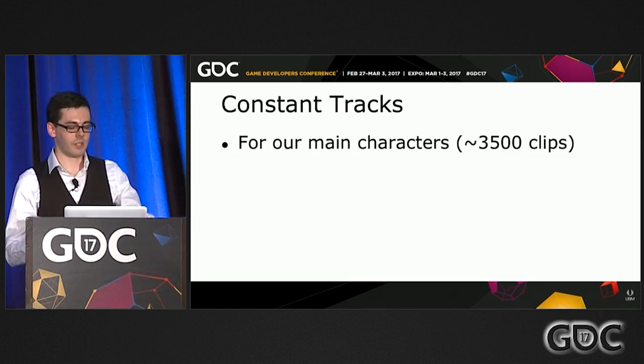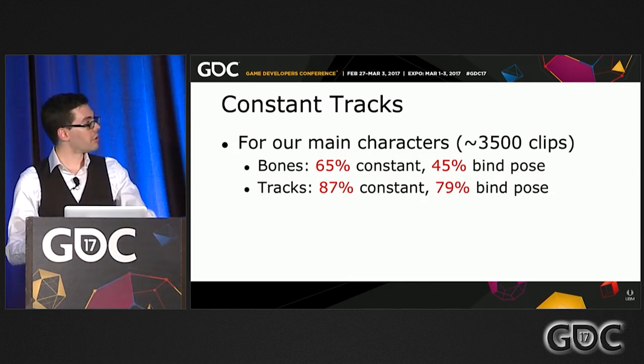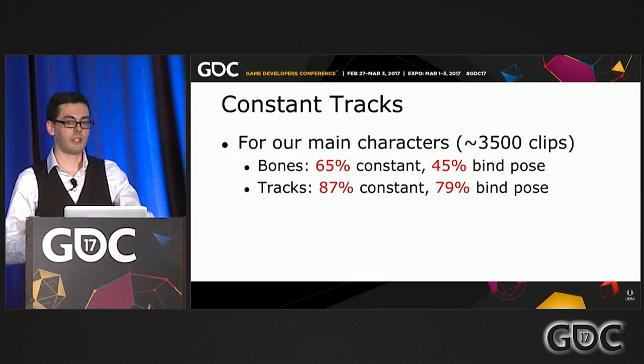So I analyzed about 3,500 clips from various main characters. And I found out that bones are constant about 65% of the time, and they're the bind pose 45% of the time. That makes sense because facial bones, IK bones, camera bones, they're only ever animated in the clips that actually need them. Tracks are also constant 87% of the time and the bind pose 79% of the time. And again, this makes sense because while rotation is very often animated, the translation and the scale are very rarely animated. In fact, scale in my data set was the bind pose 99.8% of the time.